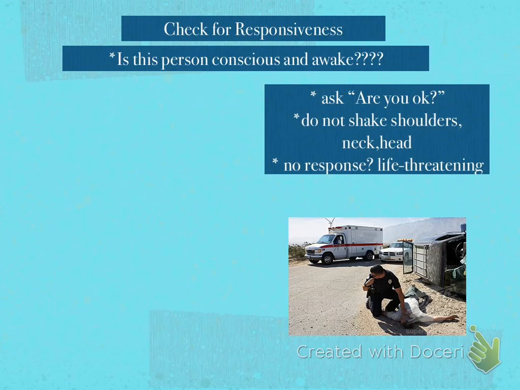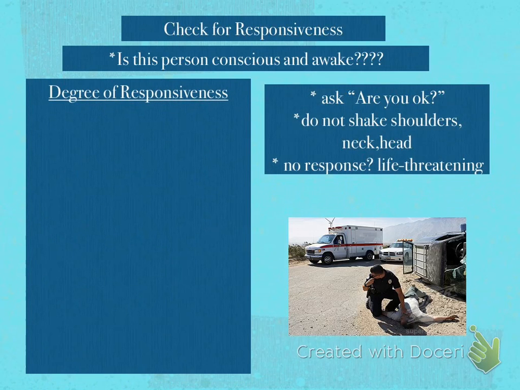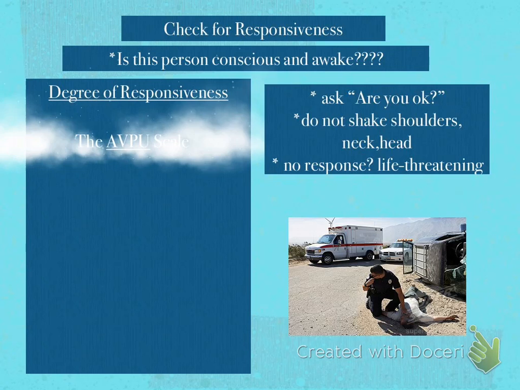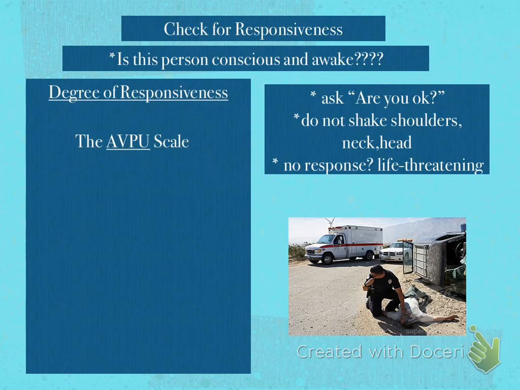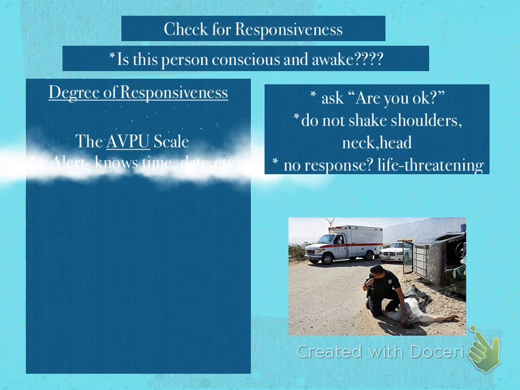Okay, no response, life-threatening. Here's the thing. Now, there's this little scale that you're going to have to learn. There is actually a degree of responsiveness that will determine the situation. It is called the AVPU scale. It's an acronym, AVPU. Each one of those things stands for something. And it is a scale that we use to determine how responsive this person is. Are they semi-responsive? Are they totally responsive? Are they totally unresponsive? These are the things that you use.